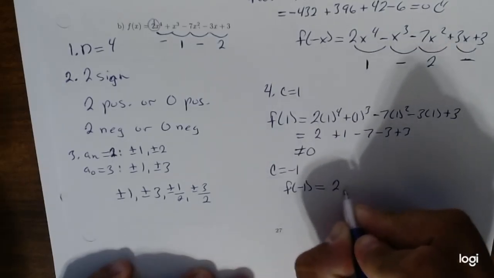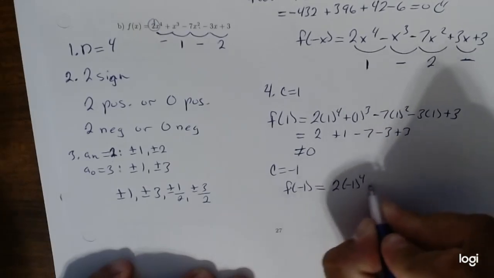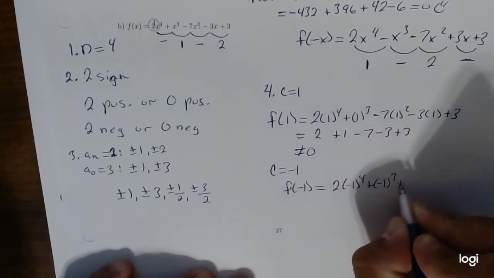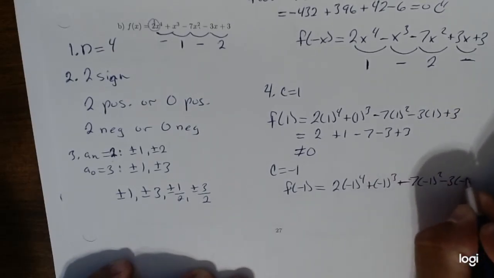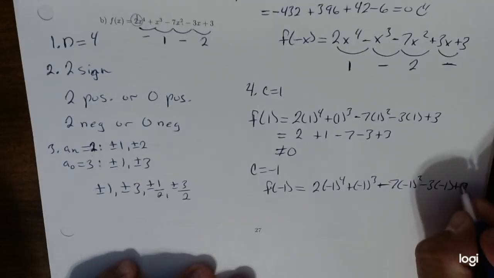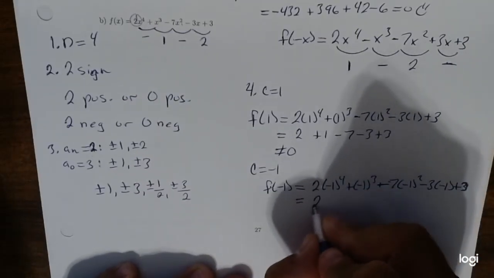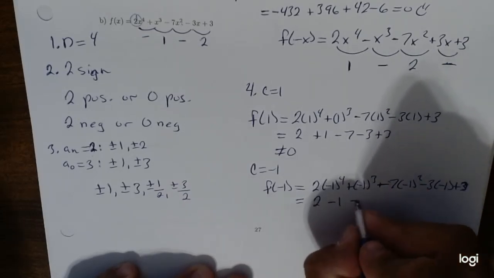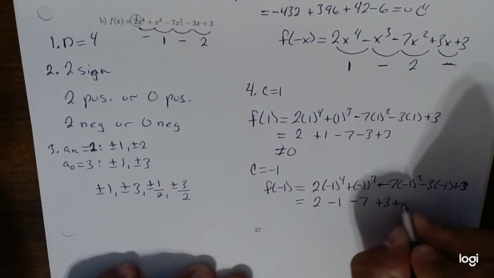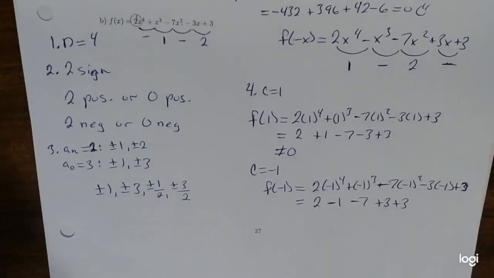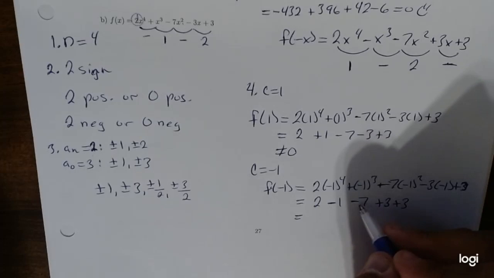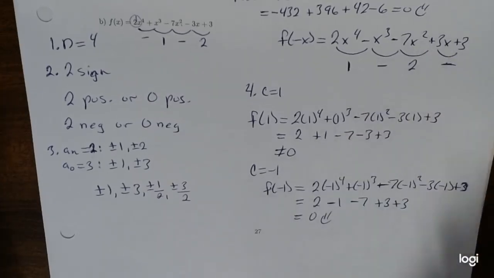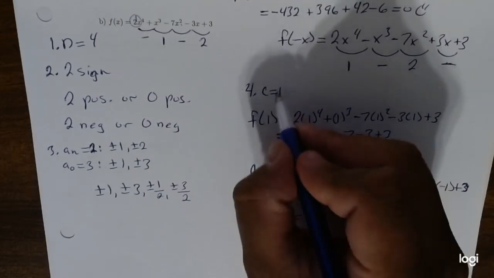This is 2 times negative 1 to the 4th, negative 1 to the 3rd. All right, so this is just 2. This is negative 1. This is negative 7. This is positive 3, and then plus 3. All right, so what does this give us? Let's see. Does this give us 0? Let's find out. So 6, negative 1. Oh yeah, it gives us 0. Beautiful. So we found a factor.